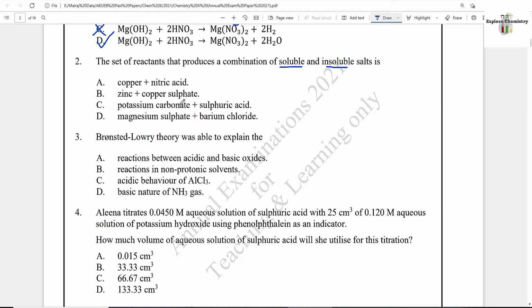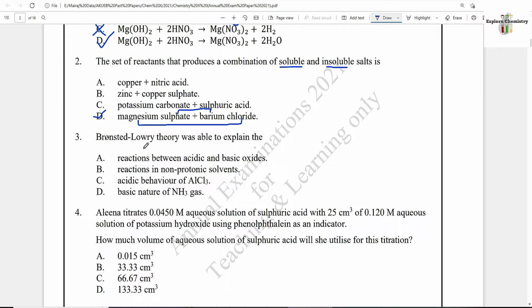Option C, potassium carbonate, which is a salt, but sulfuric acid is another reactant, which is again an acid. In option D, magnesium sulfate and barium chloride are reacting. It is the correct option because these are two soluble salts. Here a double displacement reaction will take place. Magnesium will combine with chloride and form a soluble salt, magnesium chloride. And sulfate will combine with barium, forming insoluble salt, barium sulfate. So a soluble and an insoluble salt will be produced by the reaction of these two compounds.